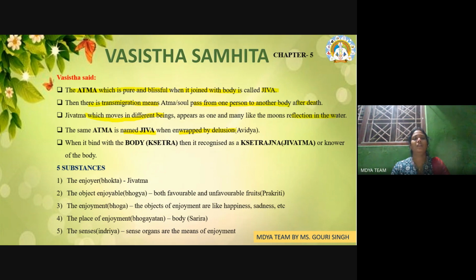Here Vasistha is telling that the body is called the Khetra. When the Atma combines with this body, it is named the Khetrajna, the Jivatma, the knower of the body.